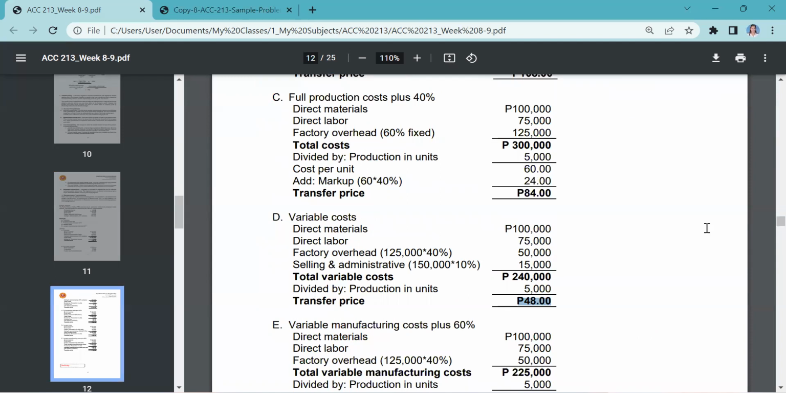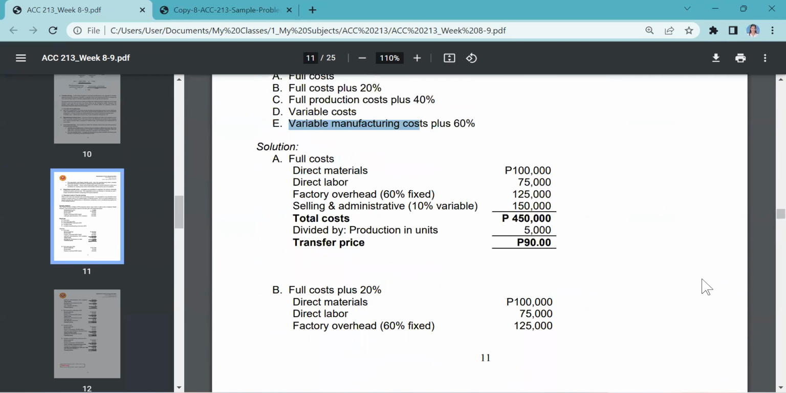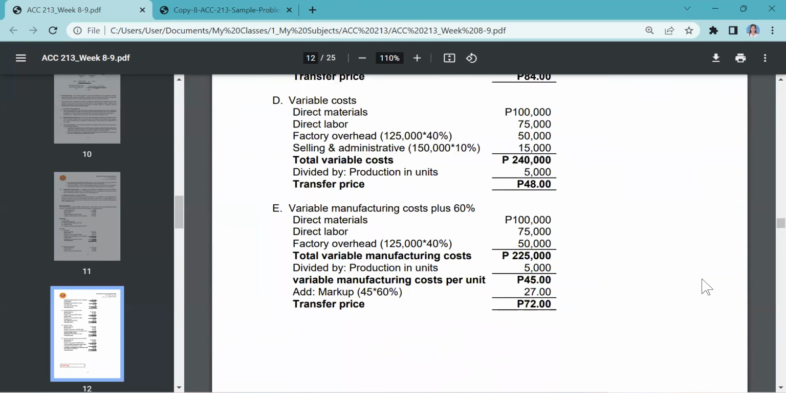Okay? Then last is, sabi niya, variable manufacturing cost plus 60%. So, kasi variable lang na manufacturing cost, ibig sabihin, ito lang, direct materials, direct labor, factory overhead na variable, no? So, hindi nakasama yung selling and admin kasi nga period cost naman yun. So, ito yung ating total na manufacturing, variable na manufacturing cost. So, we divide it by 5,000. So, ito yung ating cost per unit.